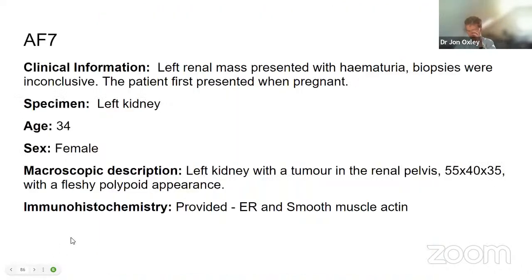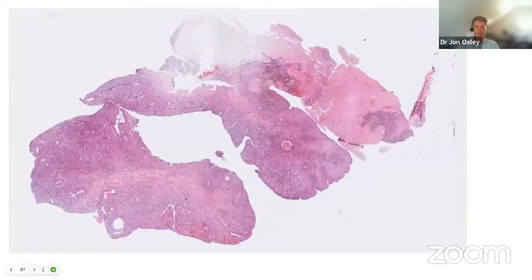So you're going to have to work a bit harder for the next case, unfortunately, because this is quite a tricky case to set off. It's a 34-year-old. We're told that she had a renal mass, which she first presented during pregnancy, and they were provided with an ER and an SMA. And this is what it looked like.